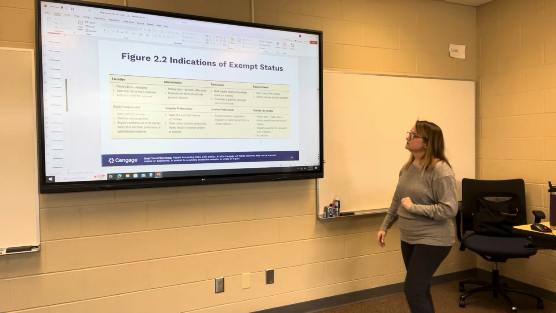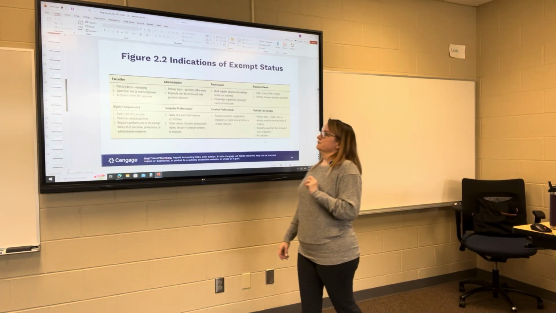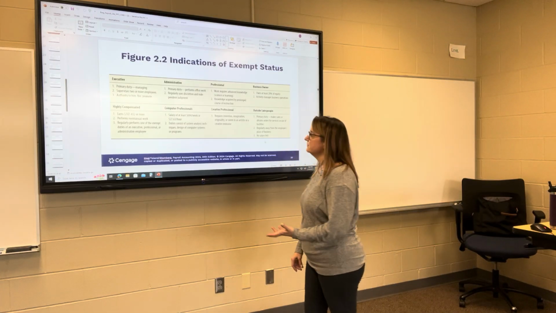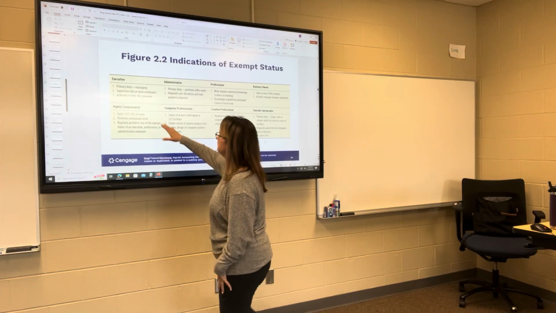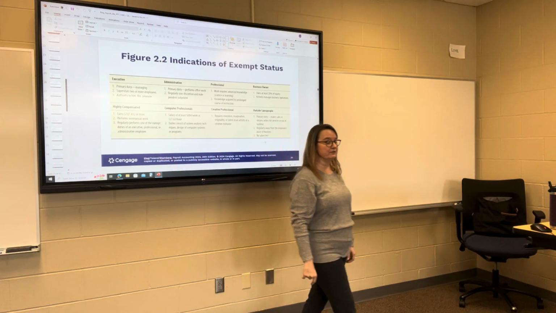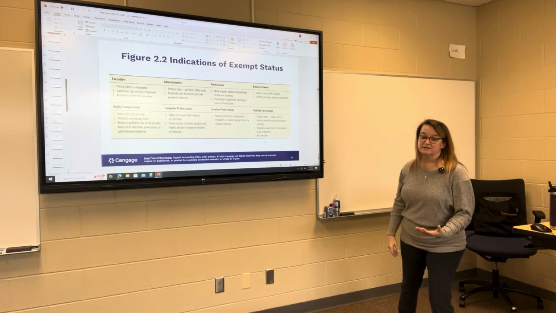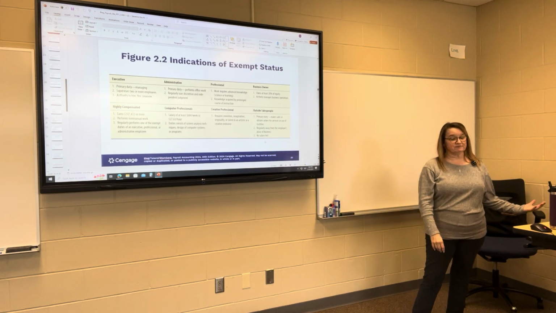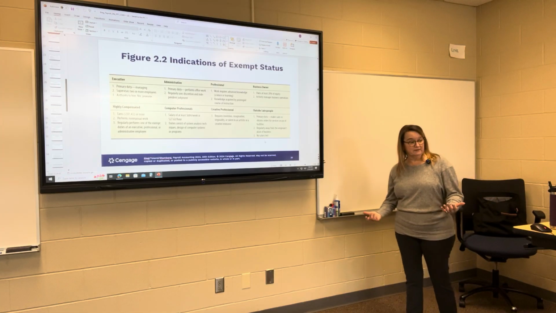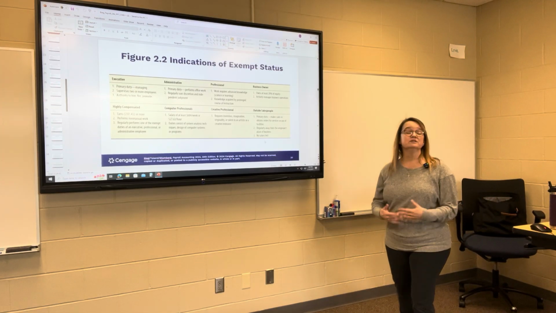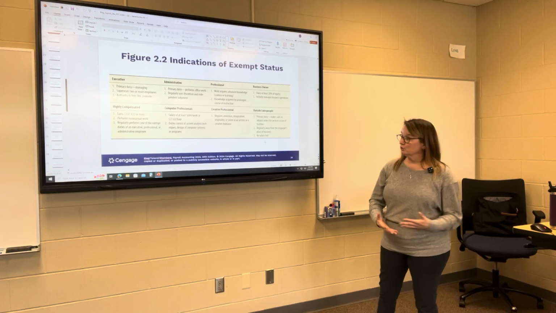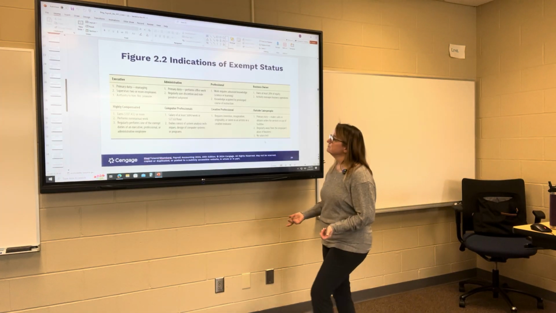So executives. If their primary duty is managing a department, managing other individuals, they supervise 2 or more employees, and they have the authority to hire, fire, or promote other individuals, they're considered to be an executive. They would automatically be classified as exempt, wouldn't have to pay them overtime, wouldn't have to pay them $7.25 an hour, but they do have to make $684 minimum per week.